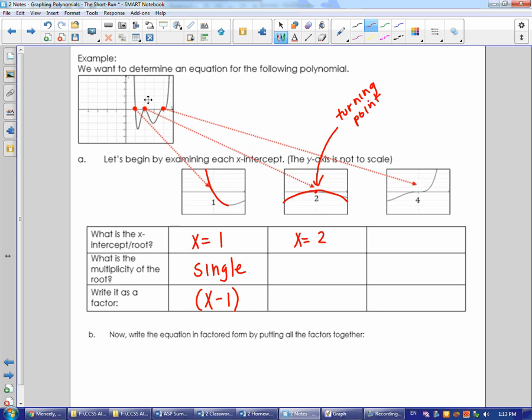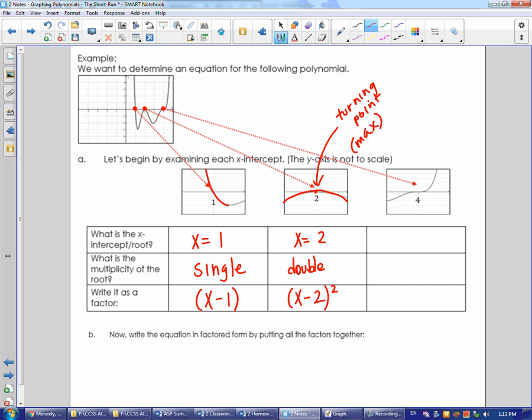Okay, it's a maximum or a minimum. So that might be another way for you to remember. And in this case, it's a maximum. So if it's the vertex, for example, then that means it's going to be a double root. And when I write this as a factor, I'm going to write x minus 2, and I'm just going to square it because that means the factor occurs twice.